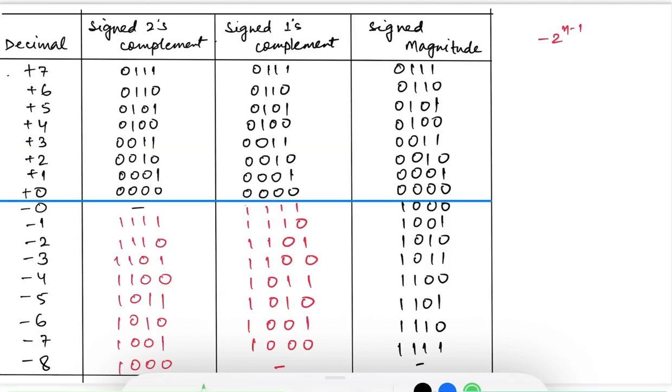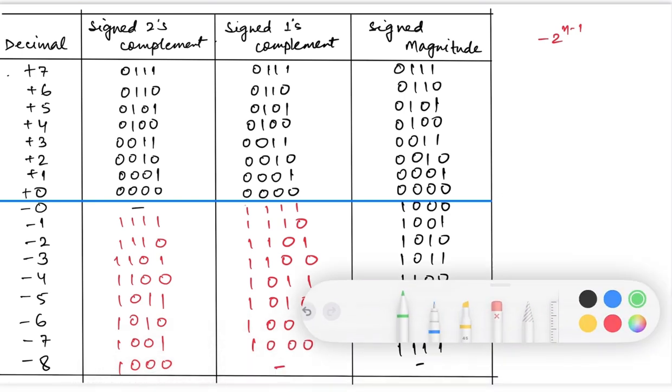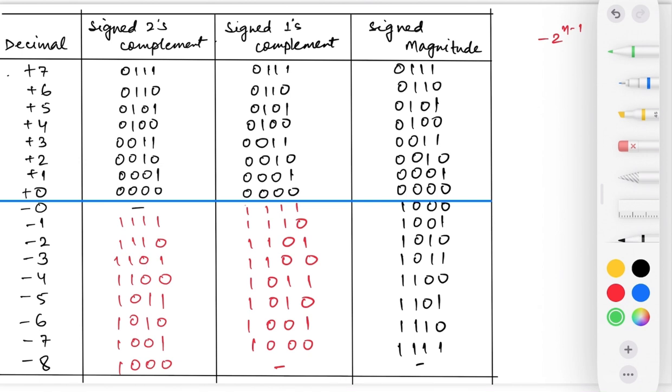Okay. Now this is a table in which +7 to -8, these numbers I have written down in all the three methods for representing signed binary numbers. Okay, +7, +6 down to +0, we have already learned how to write these numbers. So 0111, 0110, 0101, 0100, these are the numbers in the positive zone. Okay, now taking 2's complement of each number to get its negative form. Take 2's complement of 0000, you will get 0000 again.